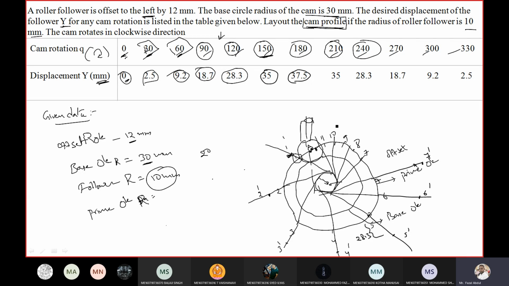Then the 210 degree line. So which one is the 210 degree line? This is the 210 degree line. So shift the 8th point to 8 dash. At what distance? 35. So 35 means somewhere here. Measure 35 and place the 8 dash. Okay.